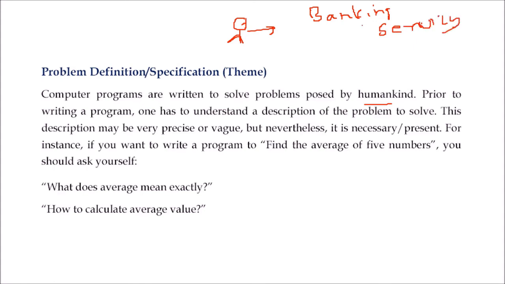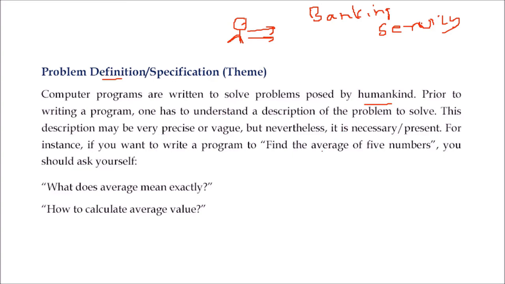Now he has a certain problem. He doesn't want to use the registers. He doesn't want to waste paper. He wants to automate it. He wants to curtail the cost. Everything he needs to do, for that he has some problem. So the first step is to understand the problem, the description he has given, what problem he has posed. If you are not able to understand that, the problem specification or definition cannot be done.